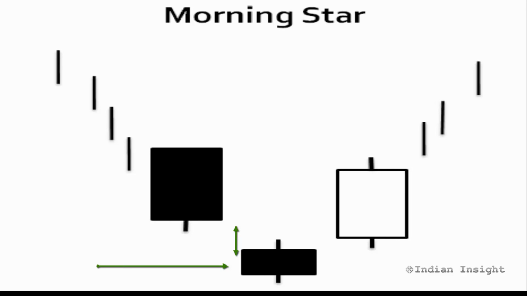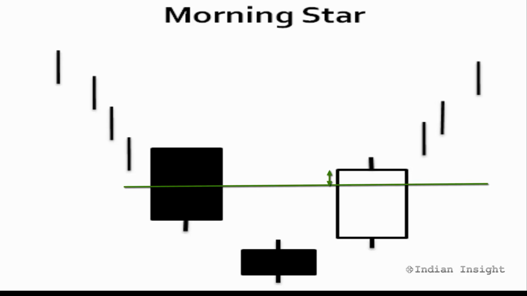The opening and closing price on the second day are near each other, but the prices continue to stay below the body of the first day. On the third day, the prices open with a gap up above the body of the second day, and they happen to close higher with the closing prices above the midpoint of the body of the first day. The completion of this pattern essentially signals a reversal in the downtrend.